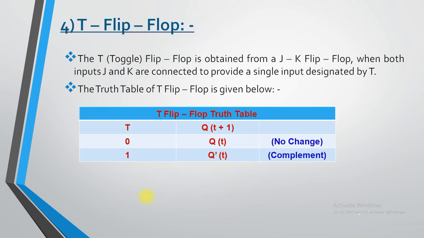The last flip-flop is called T flip-flop. You can compare T flip-flop with the JK flip-flop, but there is only one input variable, that is called T. For a single input variable, there are only two possibilities, 0 and 1. When 0 is there, no change of state occurs. When 1 is there, Q dash T, that means the complement value, occurs.